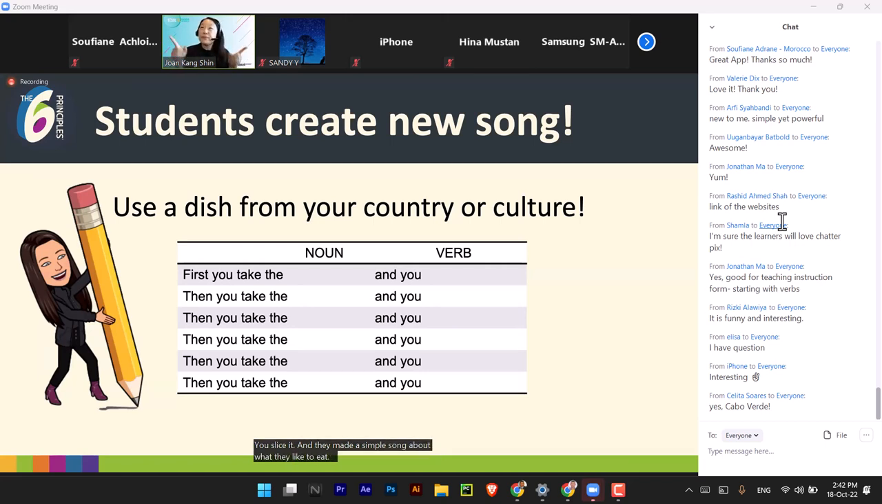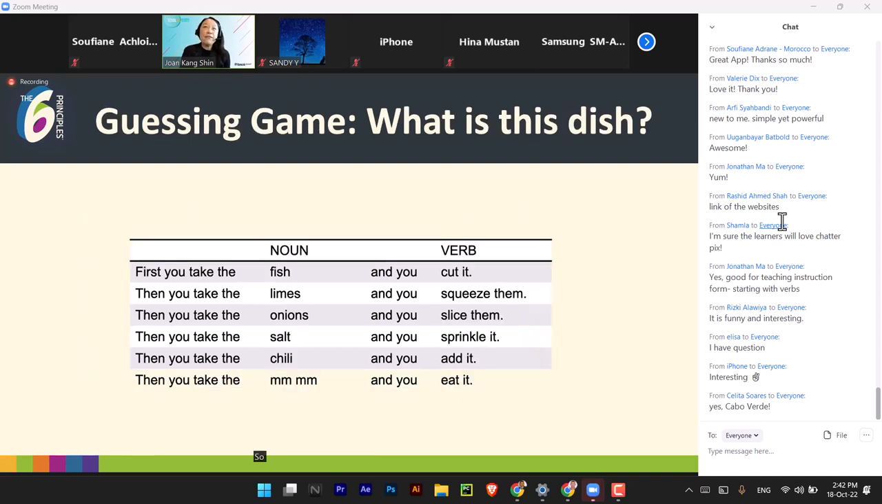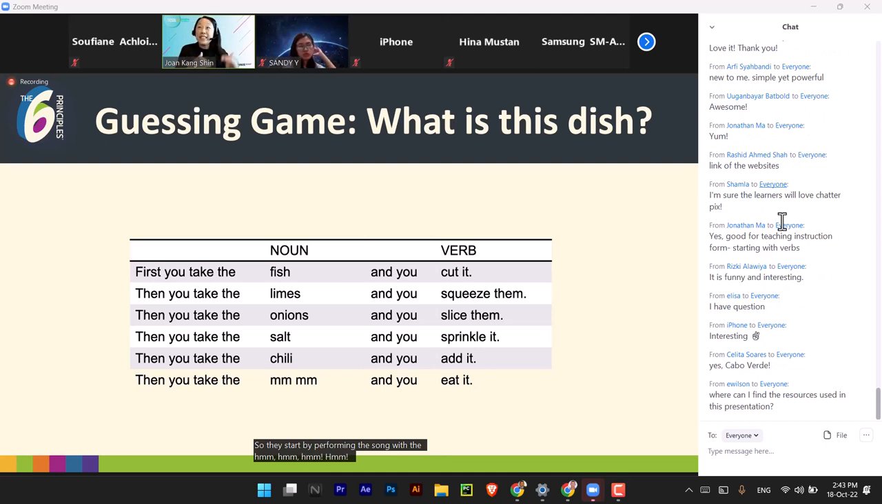Okay, now, let's say your students created new songs in groups. You can create a game out of it. So they start by performing the song with the dish hidden. Then they sing the song line by line, and other students have to listen and guess the dish. Okay, let's see if you can guess the dish. It goes like this.